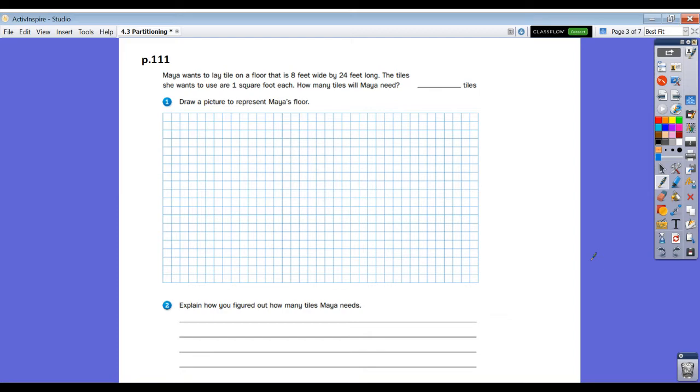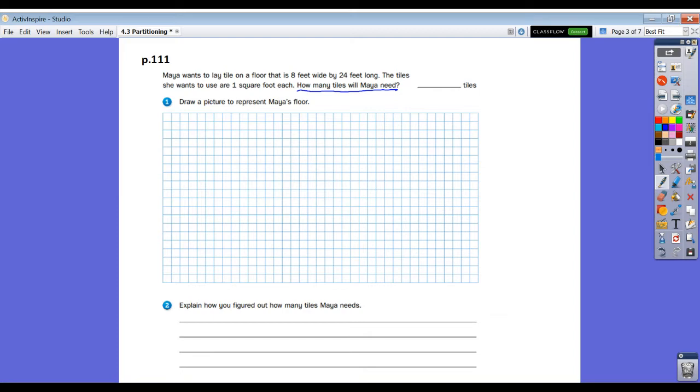Maya wants to lay tile on a floor that is 8 feet wide by 24 feet long. The tiles she wants to use are 1 square foot each. How many tiles will Maya need? So I'm going to look at what the question's asking. It ends in a question mark. It says, how many tiles will Maya need? Underline that. So we've read the problem to understand it.